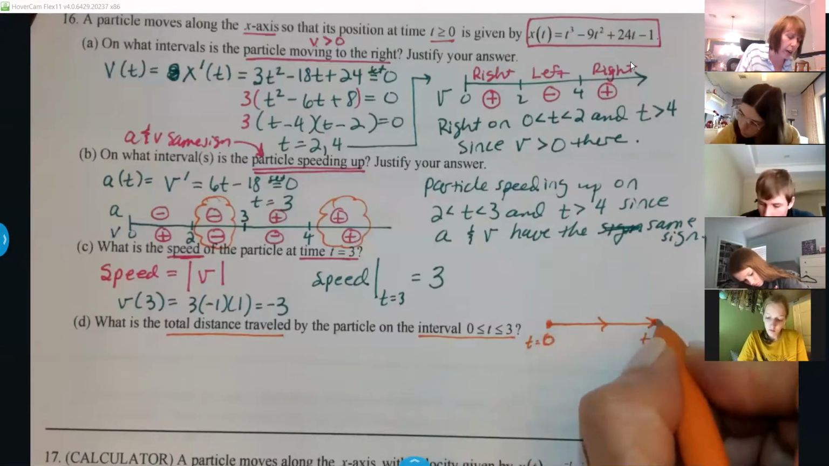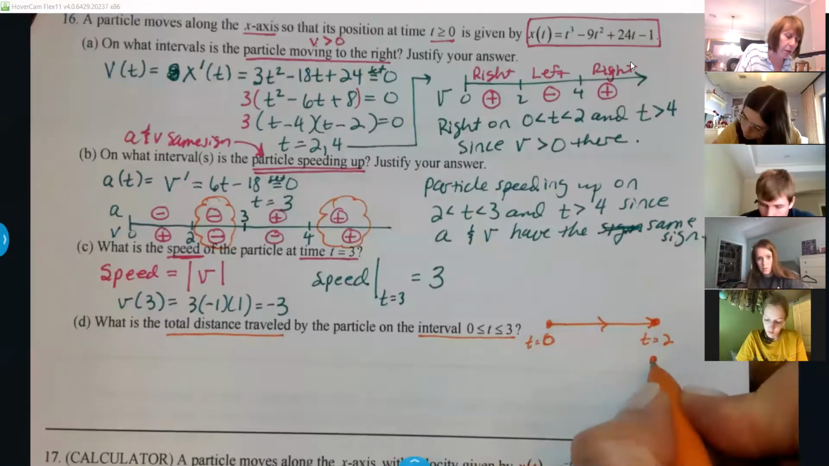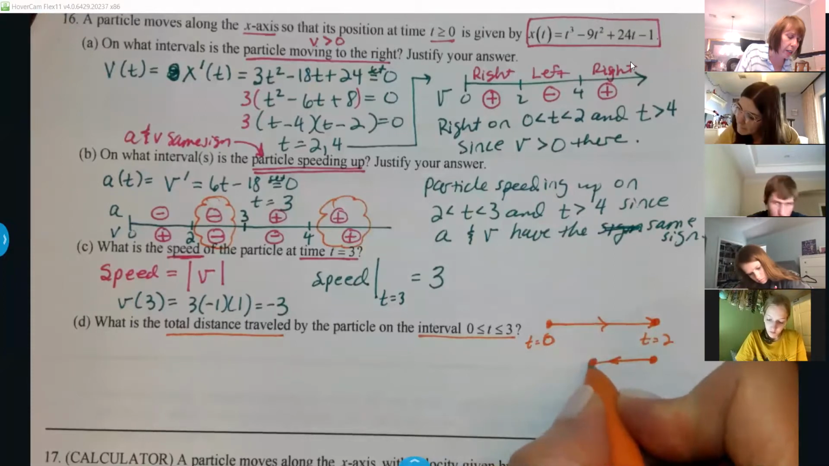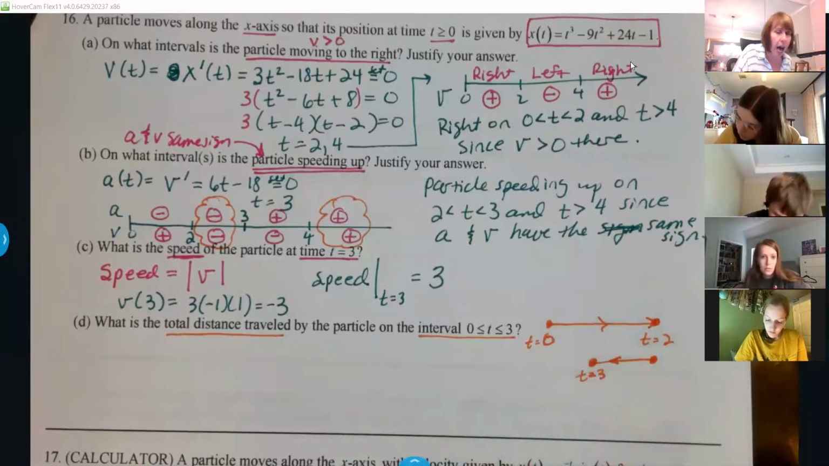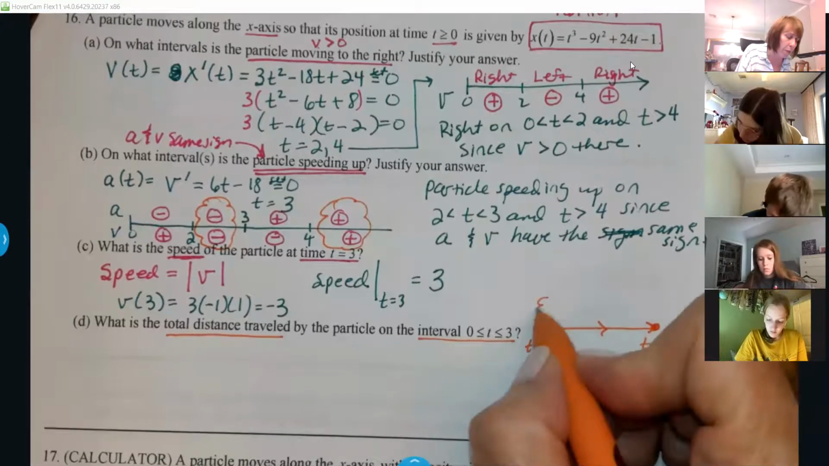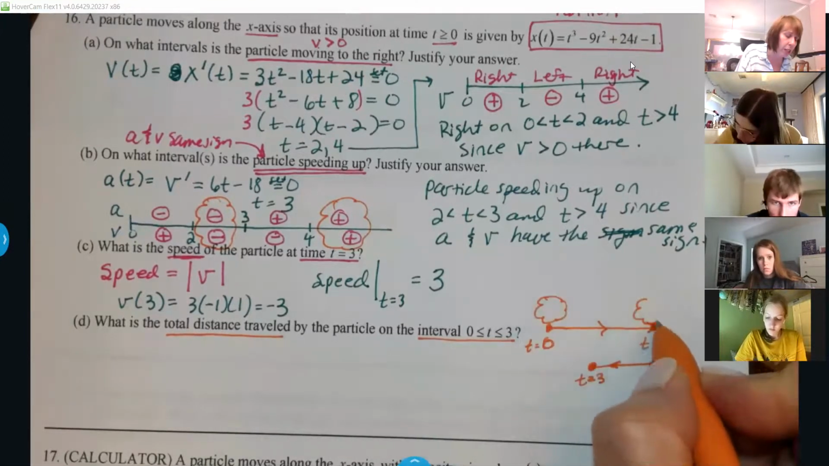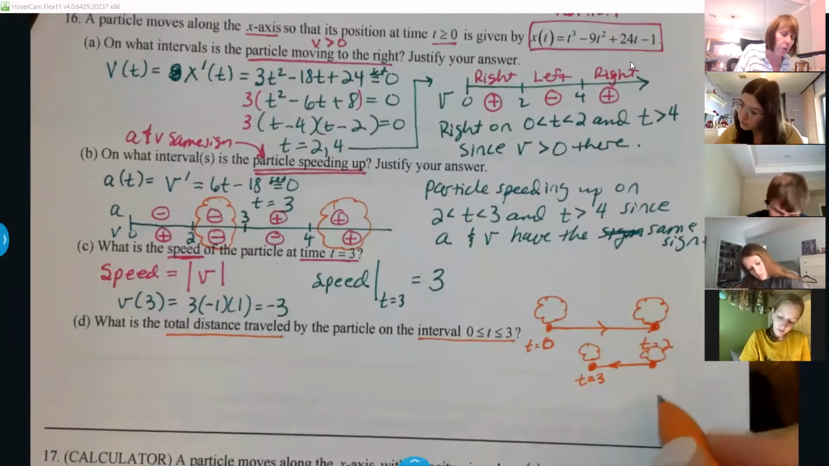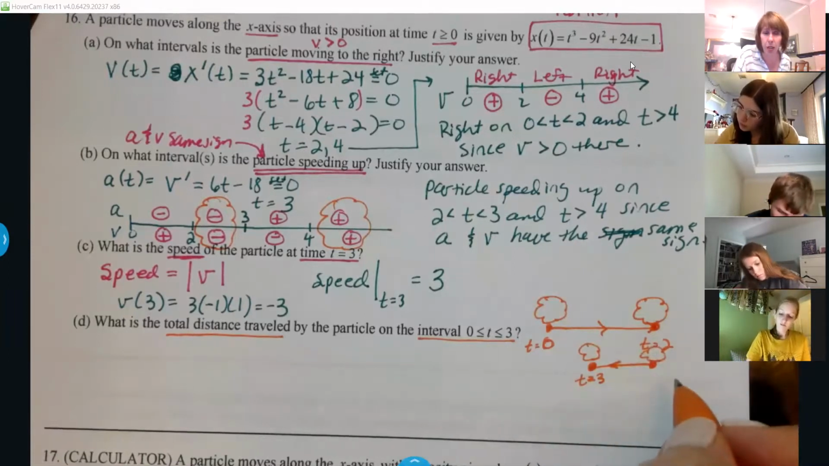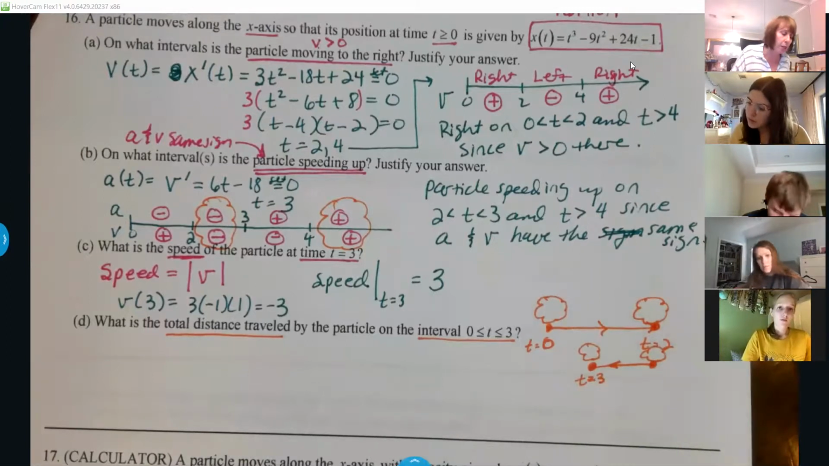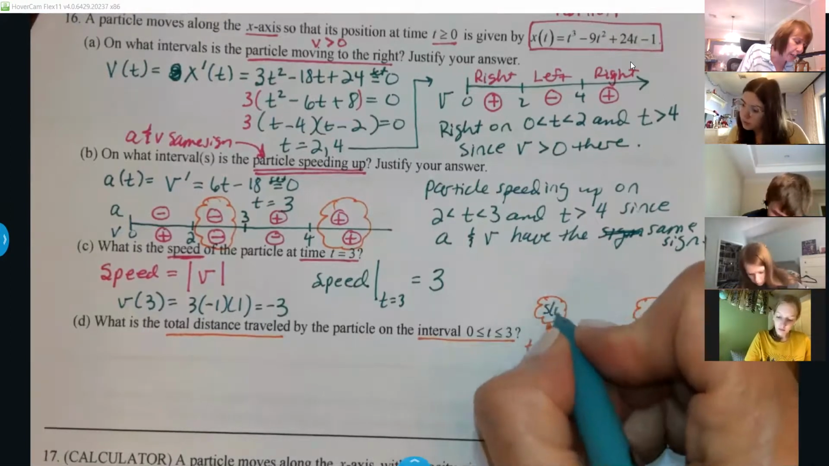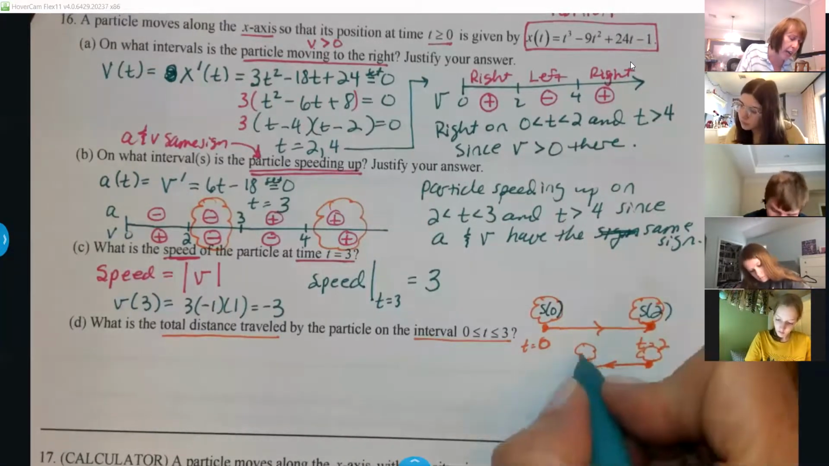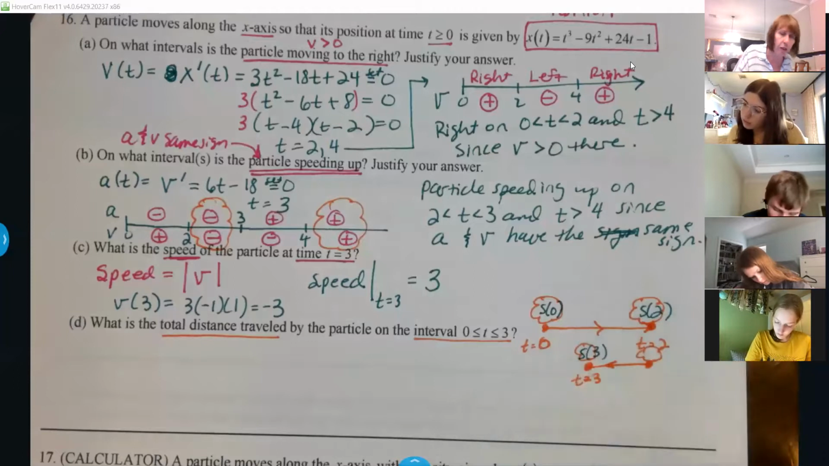There's my little diagram. Then at time 2, I turn and go to the left until I get to time 3. I need to know what my position is at these places. Okay? If I know my positions, I can do my total distance, right? So my position is going to be S at 0 for that. It's going to be S at 2 for that, and S at 3 for that, right?